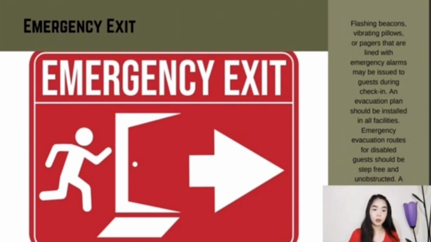And emergency evacuation route for disabled guests should be step-free. So this is the emergency exit. For persons with disabilities, they created or designed an emergency exit for them so they can access it more easily and not struggle, unlike the regular emergency exit.